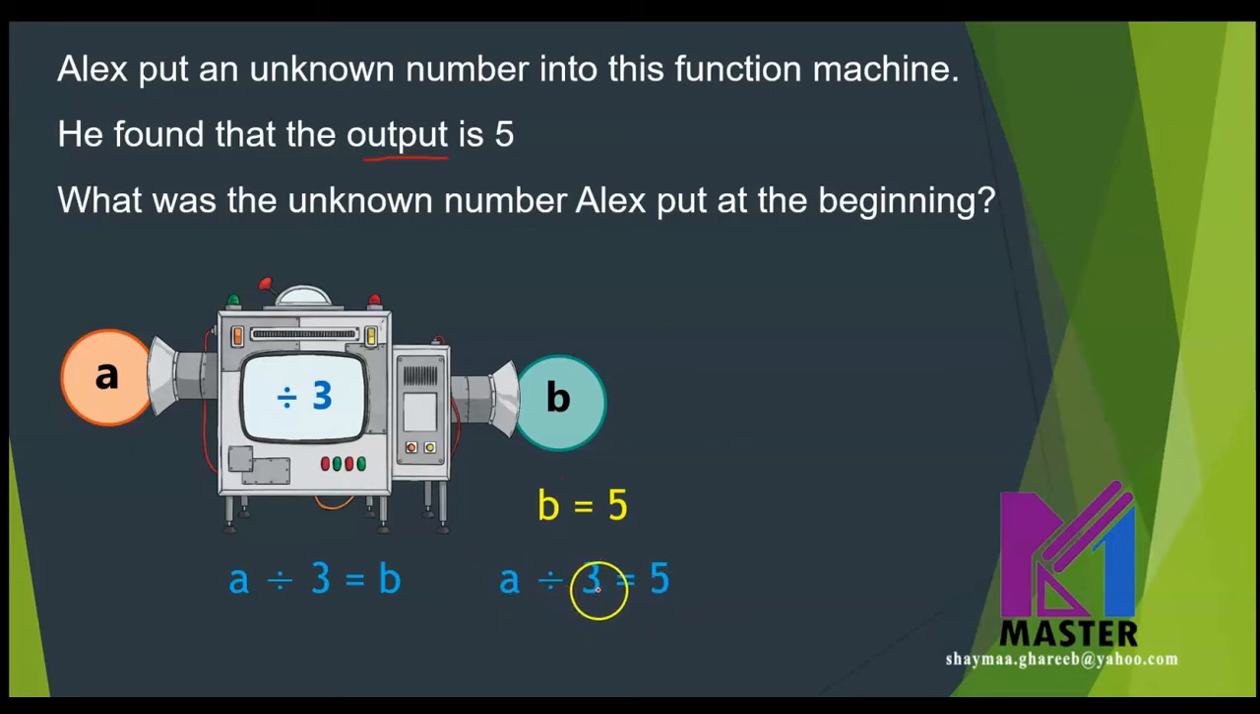What number, when you divide it by 3, the answer is 5? How to get this number? I can easily multiply the 5 by 3. So to get this A, I will multiply the 5 by 3, which is A equals 5 times 3, which is 15. Then A equals 15. Let's check our answer. If I put 15 inside this function machine, 15 divided by 3 equals 5, which is the B. So it is correct.